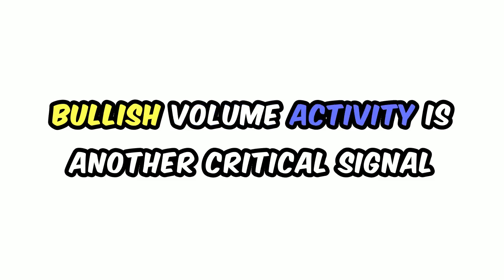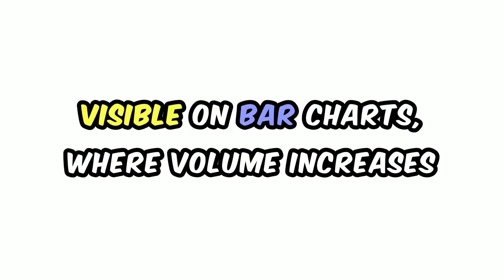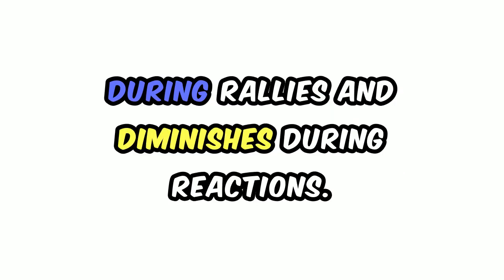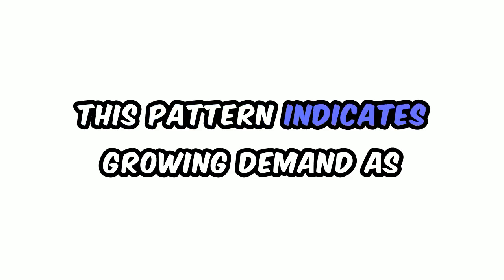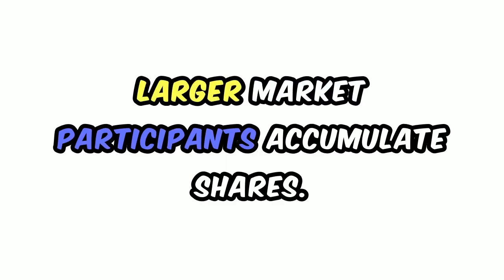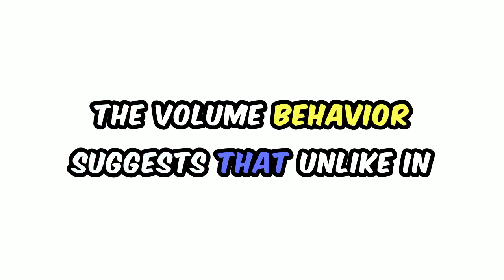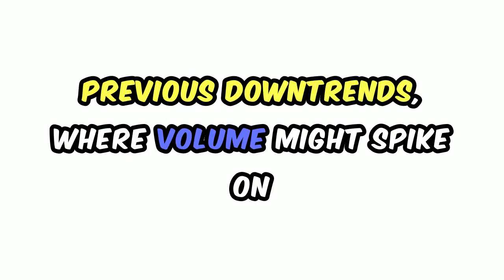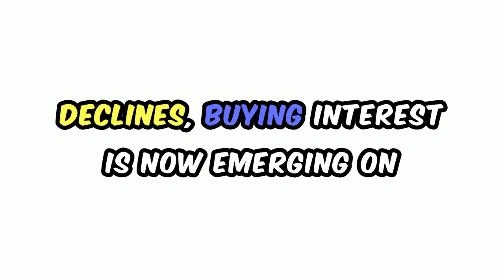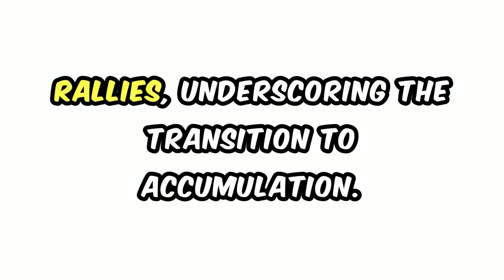Bullish volume activity is another critical signal, visible on bar charts, where volume increases during rallies and diminishes during reactions. This pattern indicates growing demand as larger market participants accumulate shares. The volume behavior suggests that, unlike in previous downtrends where volume might spike on declines, buying interest is now emerging on rallies, underscoring the transition to accumulation.